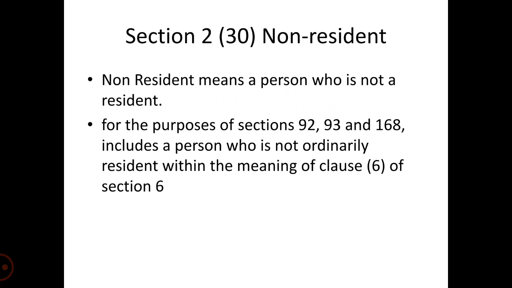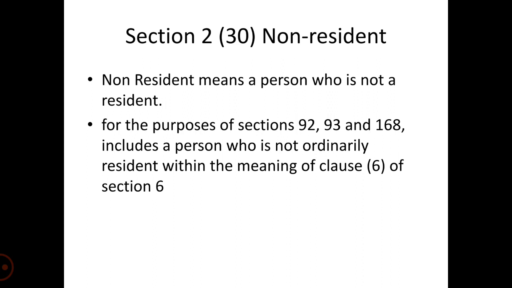Section 6, Clause 6, Subclause B. A Hindu undivided family whose manager has been a non-resident in India in 9 out of the 10 previous years preceding that year, or has during the 7 preceding years to such year been in India for a period or periods amounting in total to 729 days or less.